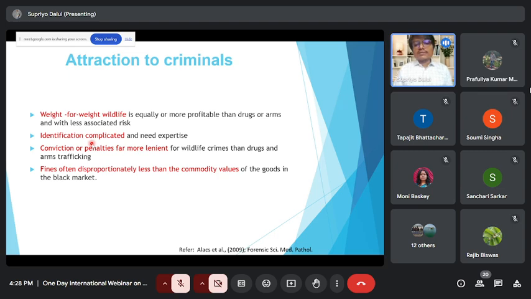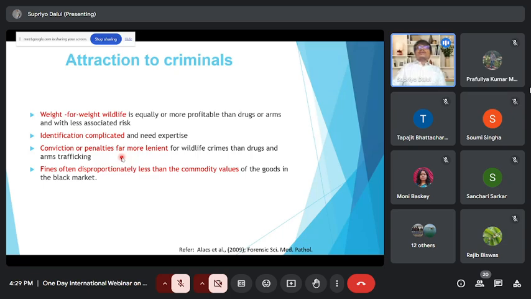I mean, whether it belongs to Schedule 1 or Schedule 2, because in the Indian law there are different punishment rules for killing different scheduled species. So obviously, if someone poaches a Schedule 1 species, the penalty will be higher compared to Schedule 4. But the identification of these species is complicated.